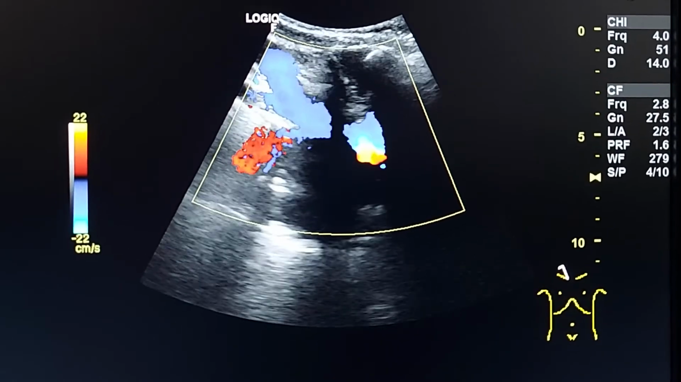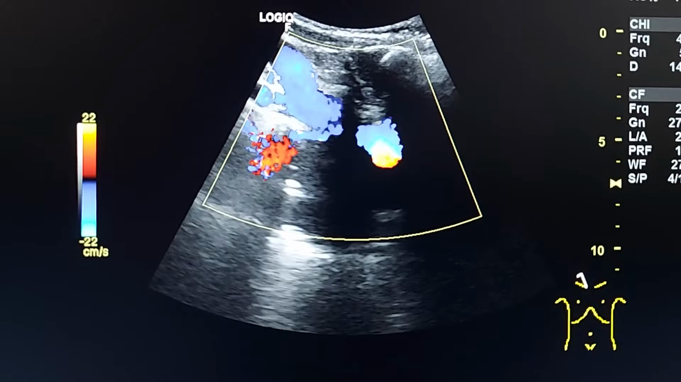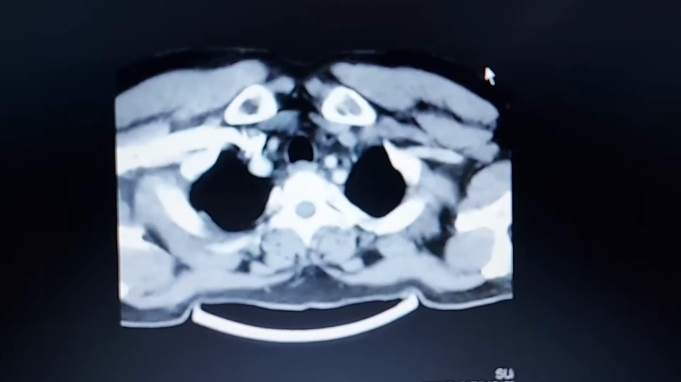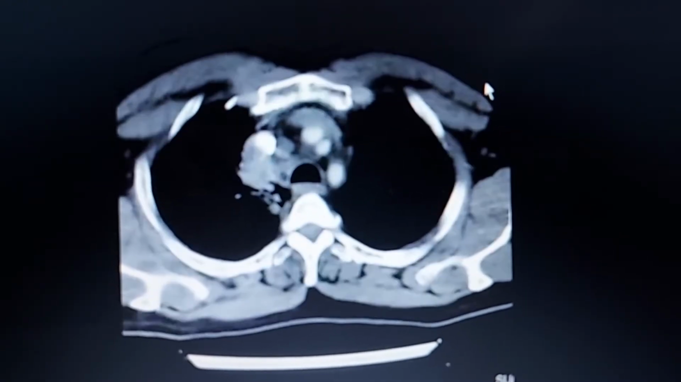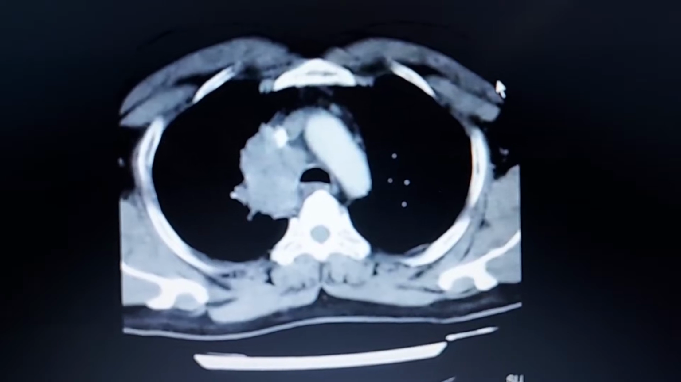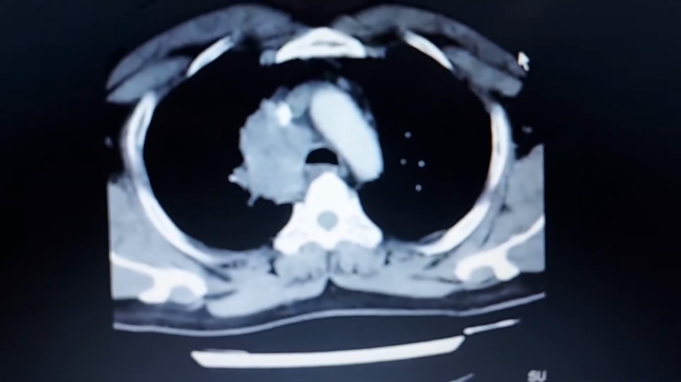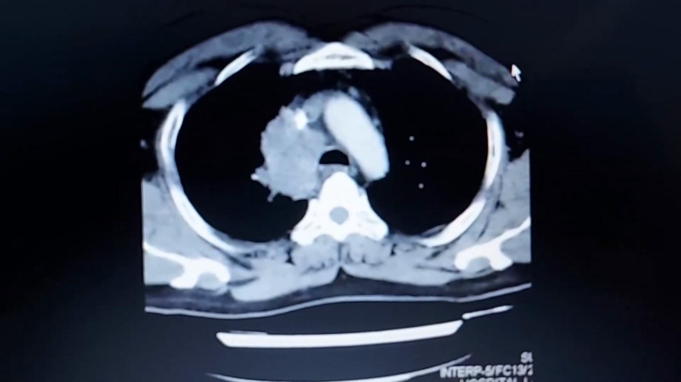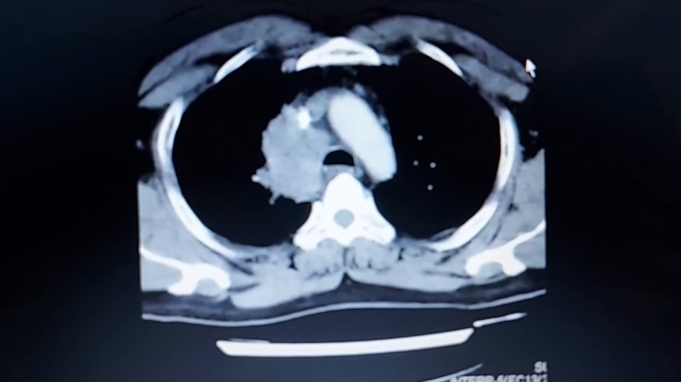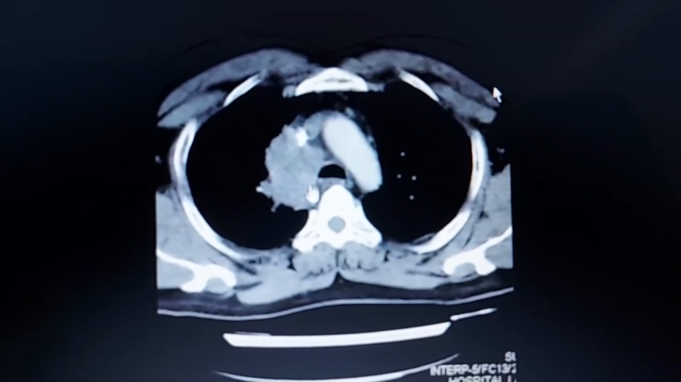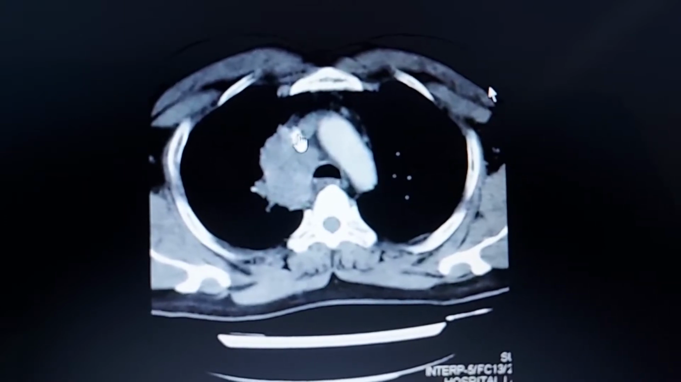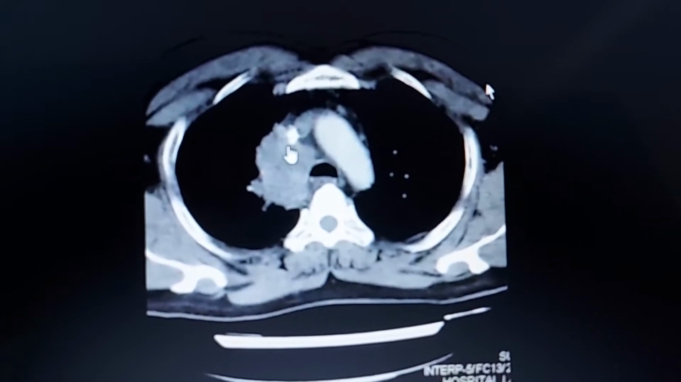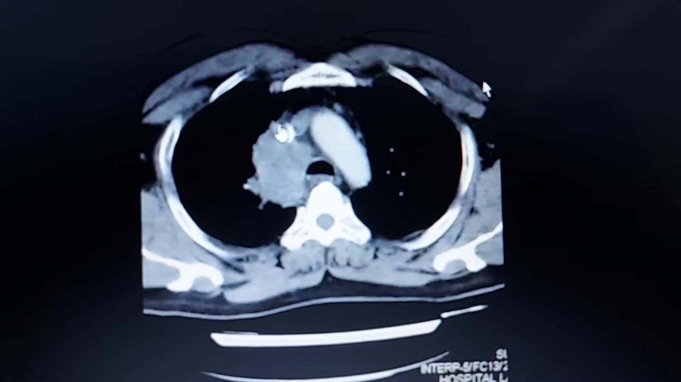CT chest with contrast was done to study the lesion. This is the lesion, and we see it compressing the right brachiocephalic vein here, filled with contrast.